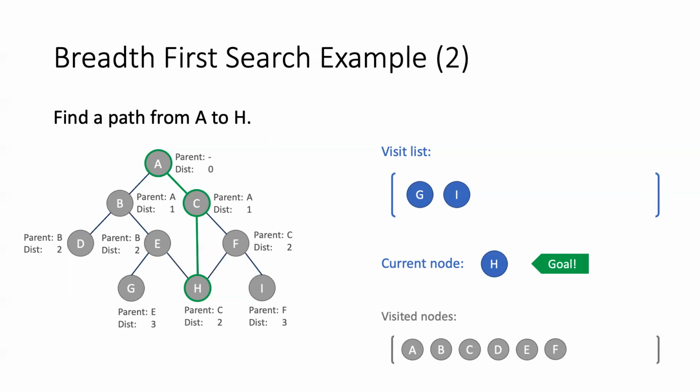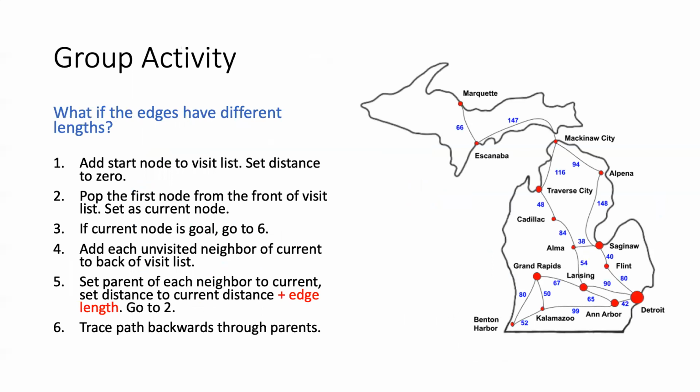Okay. All right. So let me go to our group activity. Now I'm going to pass this out. We've got Michigan here, and we're going to find some routes. In particular, we're going to find a route from Ann Arbor to Marquette. We want you to go through the process manually.